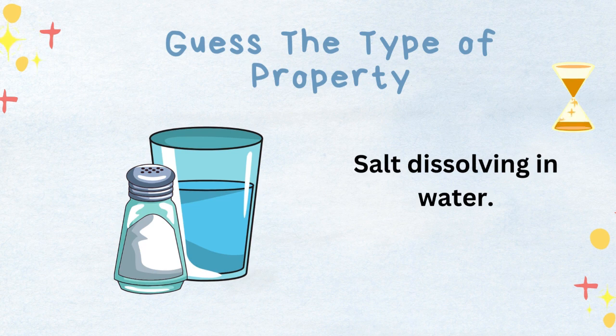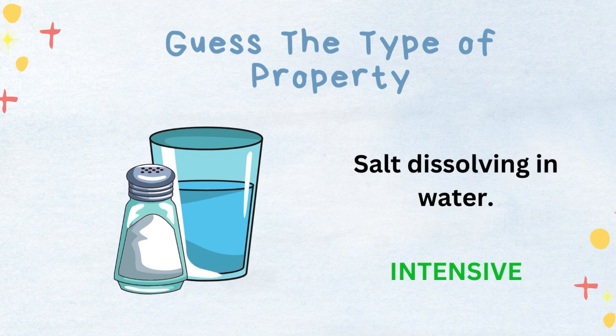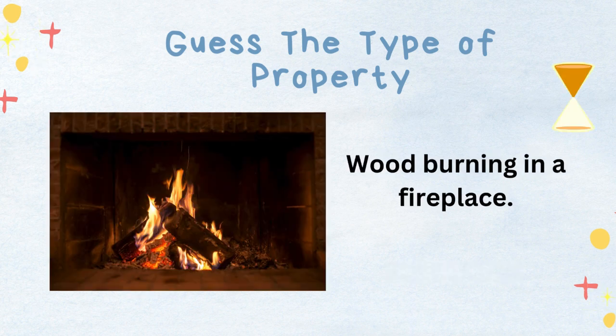Salt dissolving in water. Intensive property. The solubility of salt in water is an intensive property, since it is a characteristic of the material itself and does not depend on the amount of material present. Solubility is a measure of the maximum amount of solute that can be dissolved in a solvent at a given temperature and pressure. Wood burning in a fireplace.